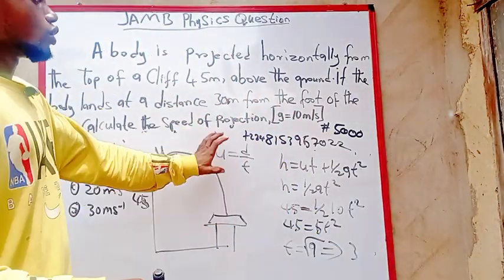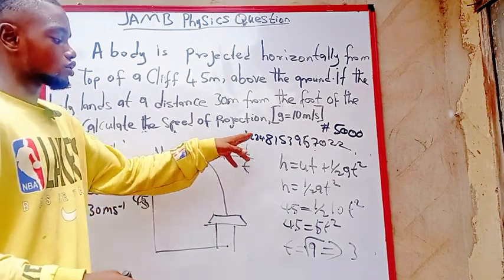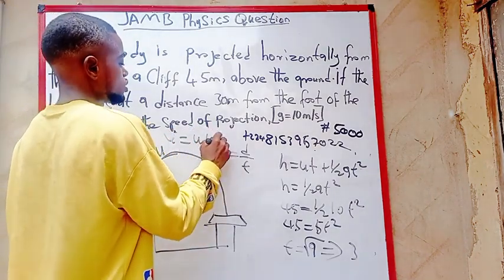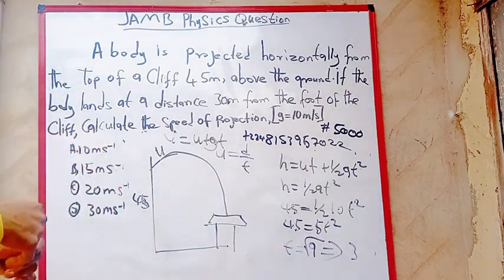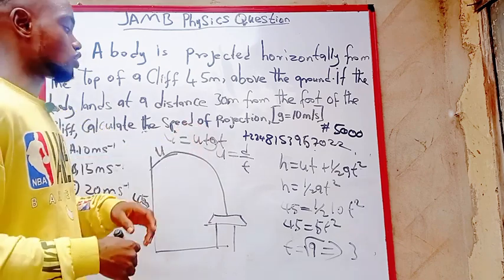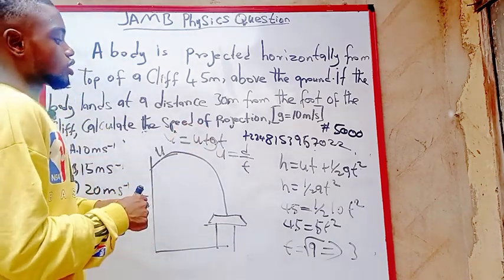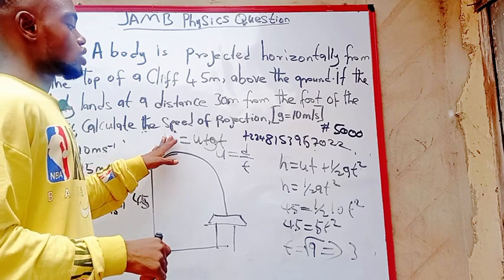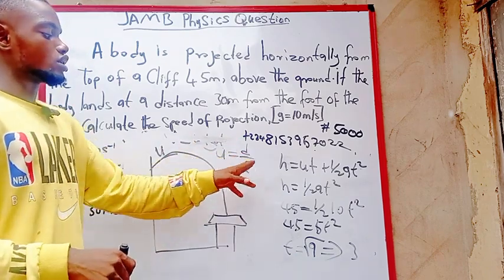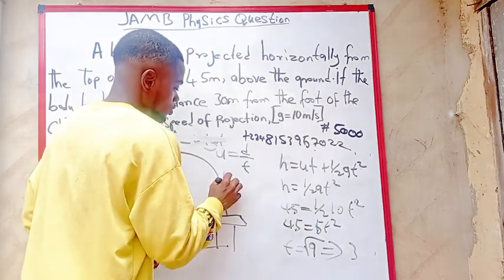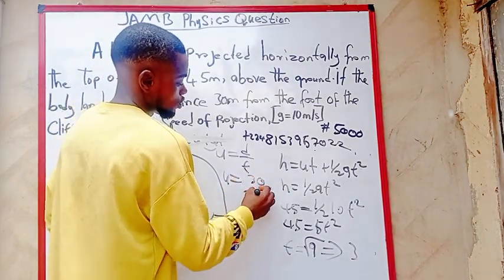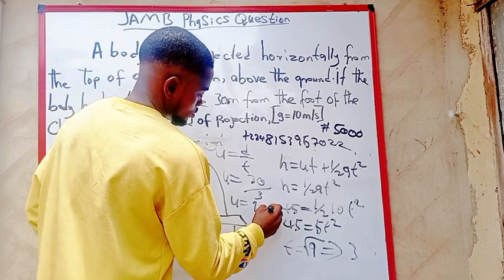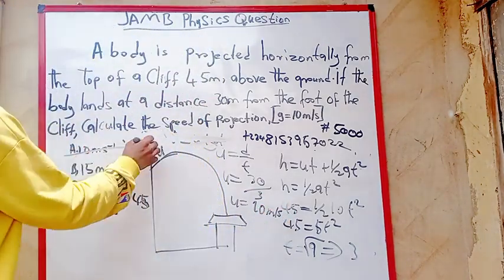Now that we have gotten the time, you could either use this expression, which is speed equals distance over time, or you could use v equals u plus at, or gt, which is your first equation of motion. But in this case, what are we going to do? We're going to say, all right, u equals d over t, so that u is now equal to d, 30, over 3, and this equals 10 meters per second. That is the first one.